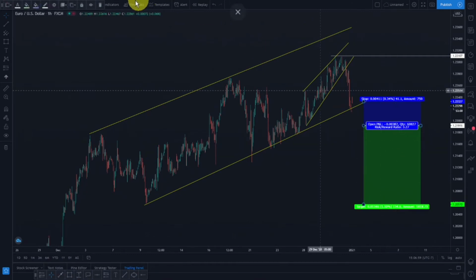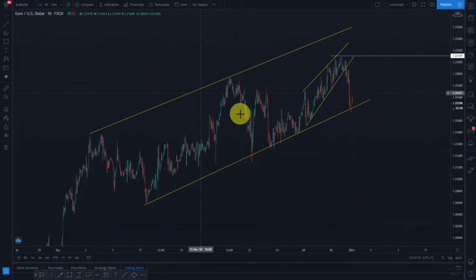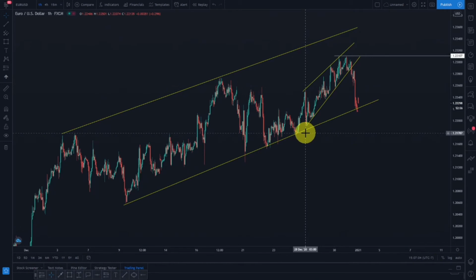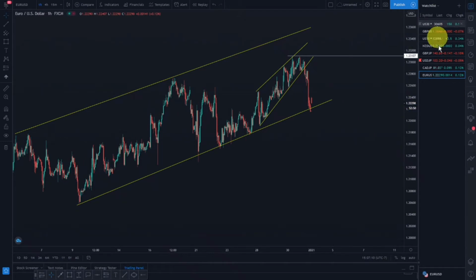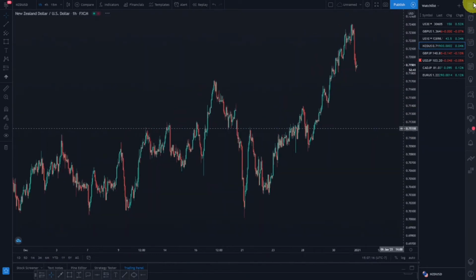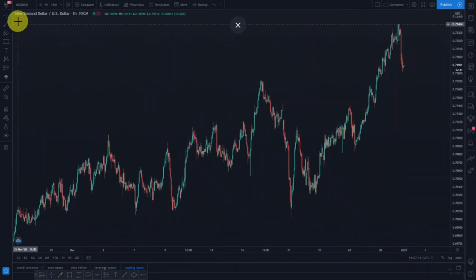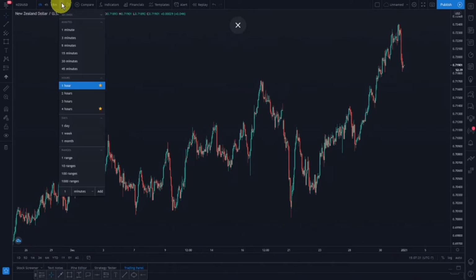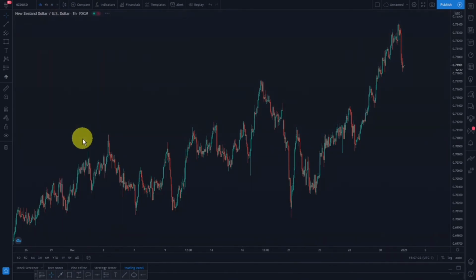So this is the forecasting of the Euro USD. I hope you see and you know what to expect on Euro USD. Let's just go to the next pair, which is NZDUSD. Okay, we are on NZDUSD. Let's just start from our high time frame, which is the 1 month time frame.